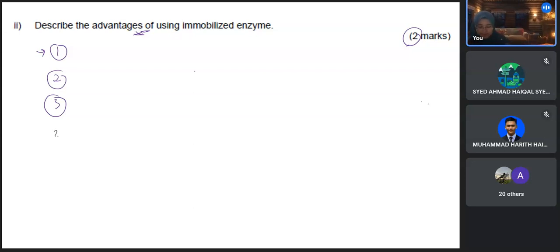And then another point that you can include in your answer, for immobilized enzyme, the rate of reaction is higher. Okay, the rate of reaction is higher. It produces more product. Another point, the enzyme is more stable, and then it speeds up the reaction. Okay, speeds up the production process. Okay, so those are the answers that you can include in your answers. Those are the points. Okay.